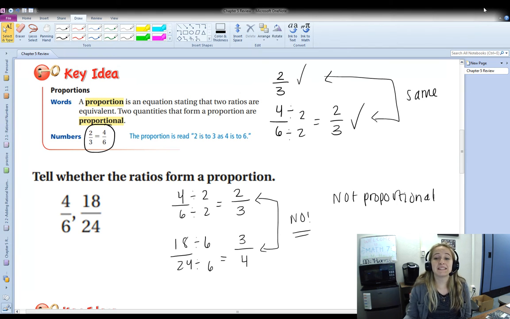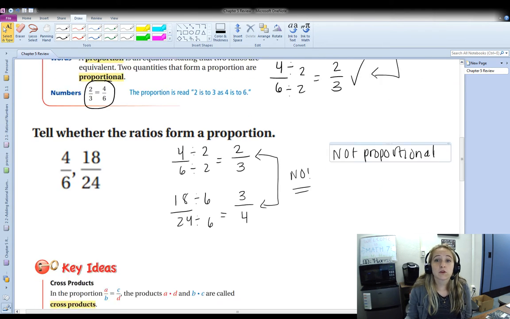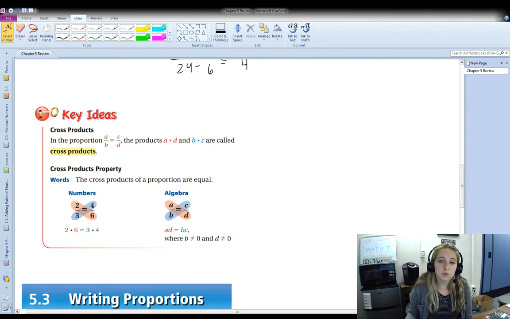Okay, so you can simplify it down and see, do they equal each other? The other way that you can figure out if ratios form a proportion is with cross product. The way you would do that is you multiply the diagonals like this, and then you set them equal to each other. If they equal each other, then you know they're a proportion.